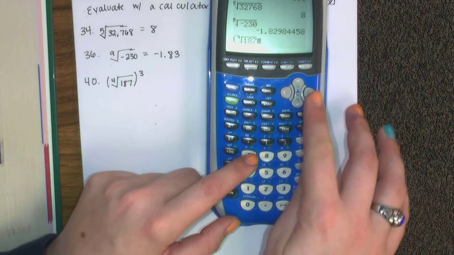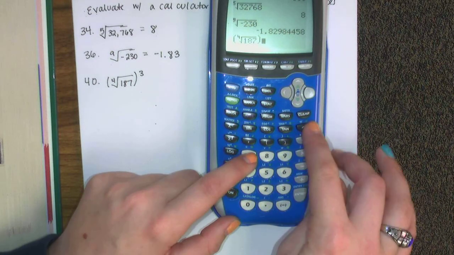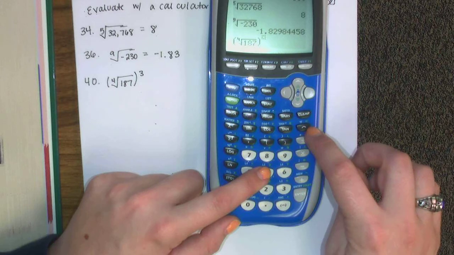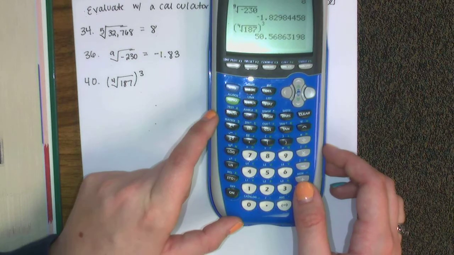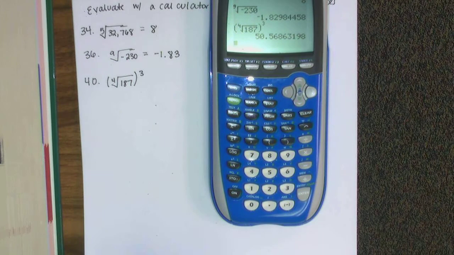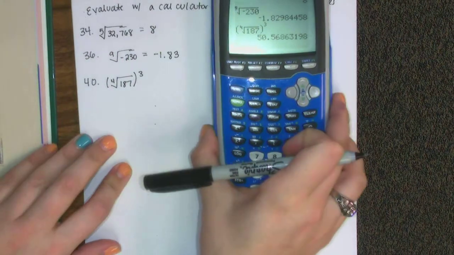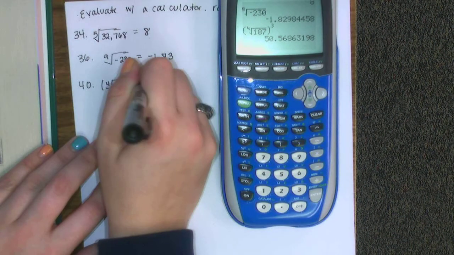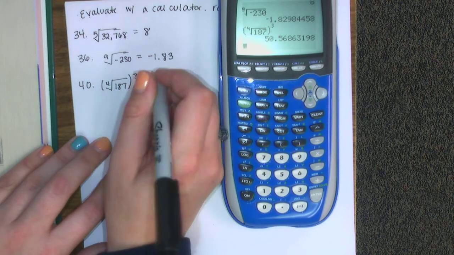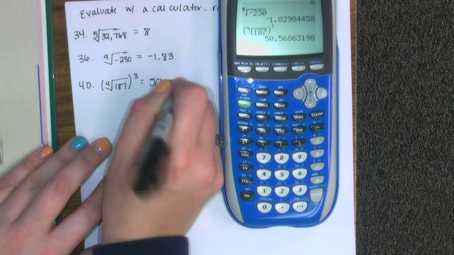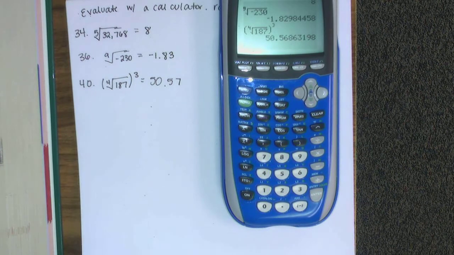I'm going to close my parentheses, and I'm raising the whole thing, because remember, use the caret button here, raises it to the third. And that gives me 50.5686, and so on. So when I write my answer, I'm going to write it here as 50.5. Now the 8 rounds the 6 up, so 0.57 there, so 50.57. Trying to write beside my calculator is causing a problem.